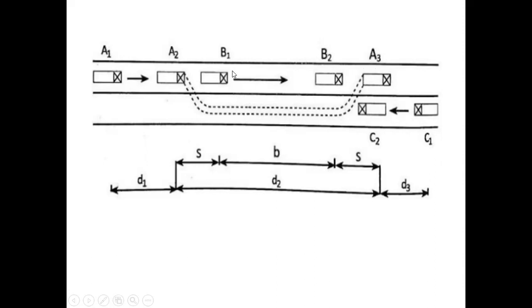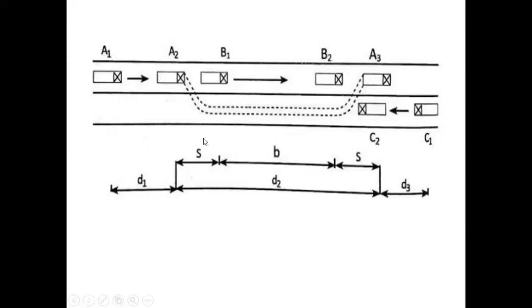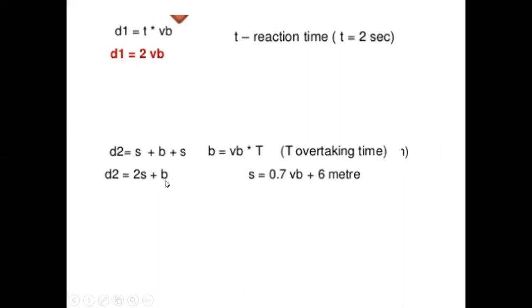Initially the vehicle B was in position B1, and from there it has moved to B2 during this overtaking time. So that distance is small b, and between A2 and B1 is small s. All these, as I said, are the observations and assumptions in this analysis to derive the expression. So now you can see this is D2. Now we'll see how we are going to derive D2. From the diagram, D2 is S plus B plus S, which is equal to 2S plus B. Now this distance B we are going to find out.